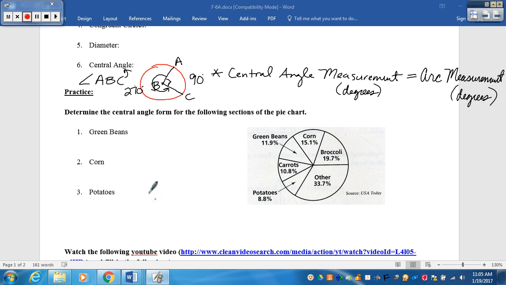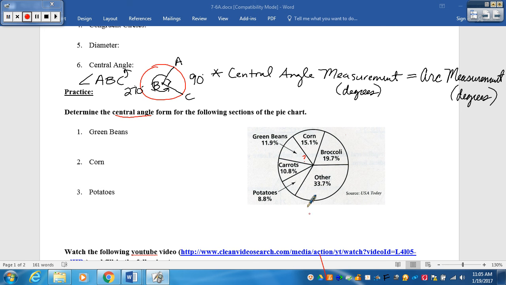The next thing is we want to determine the central angle for the following sections of the pie chart. And so what's basically asking is, for this first one, what's the measure of that angle right there? Okay. Now for a lot of you sophomores that did the World War II project, placing blame for the Holocaust, I believe is what it was, I hope maybe you remember how to do this. But here's what's happening. We have 11.9% of, I don't know if it was produce that was harvested or what, but 11.9% of this pie chart goes to green beans, okay?